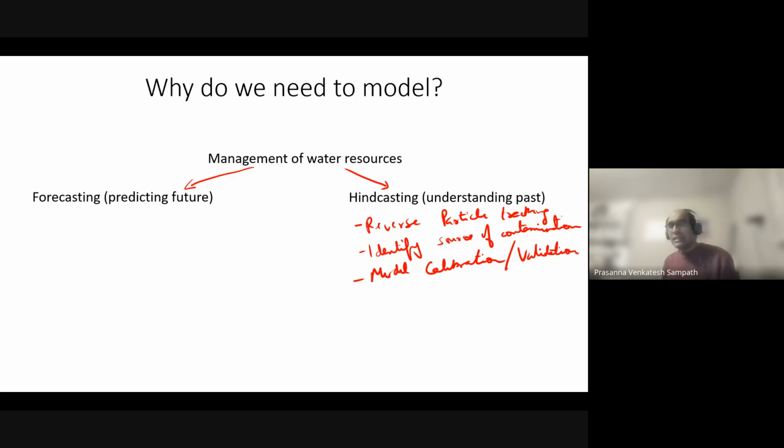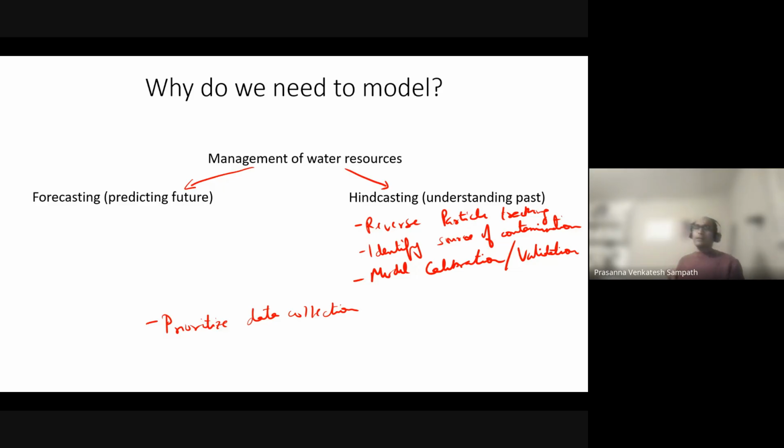Okay, there is a third aspect of why we need to model, and that is, I'm going to just write that and then I'll spend a few minutes trying to explain that. Prioritize data collection.